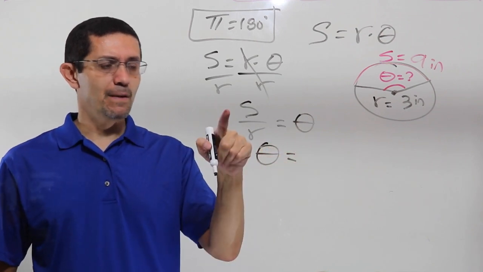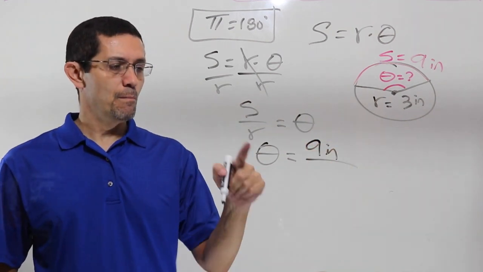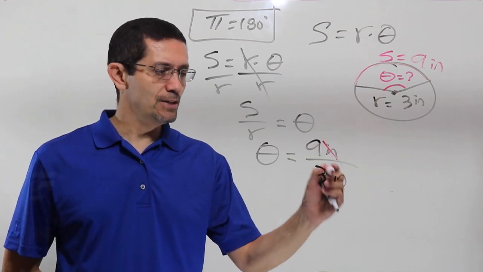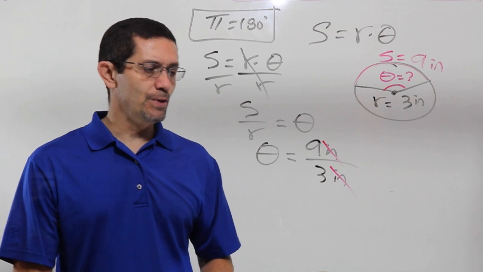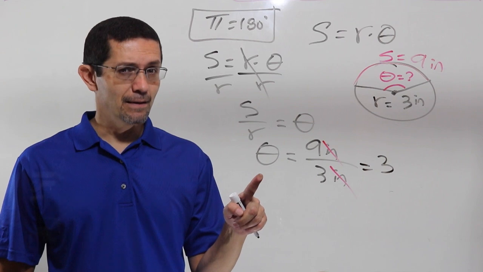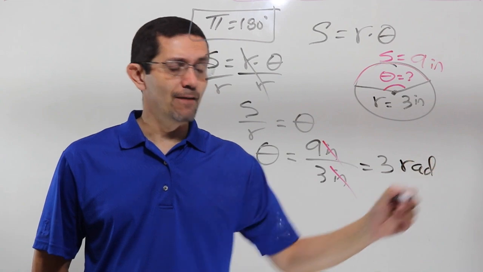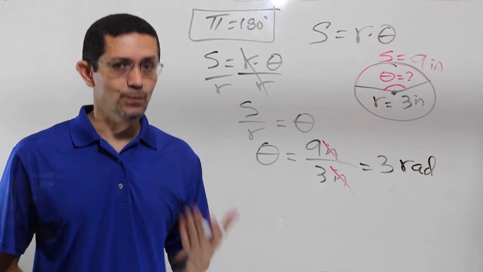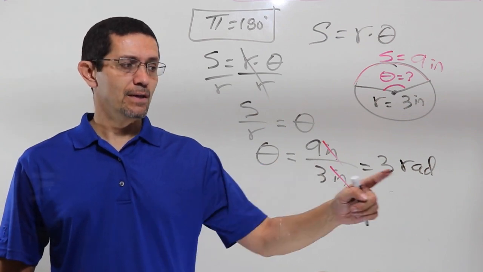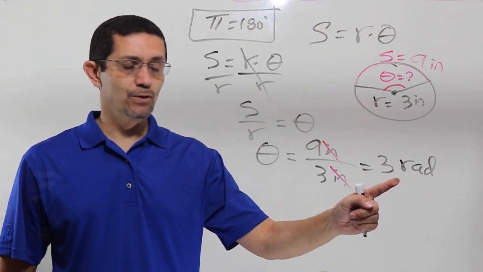So theta is the same as my arc, which is 9 inches, over my radius, which is 3 inches. If you notice, inches and inches cancel out, and 9 divided by 3 is 3. There's no units. I'm talking about theta, my central angle. If there's no units, remember, I have radians, because I don't have to write radians as the units. So when the units cancel out and you're talking about an angle, if there's no answer in degrees, that means you have radians in that case. All right, so I have 3 radians.